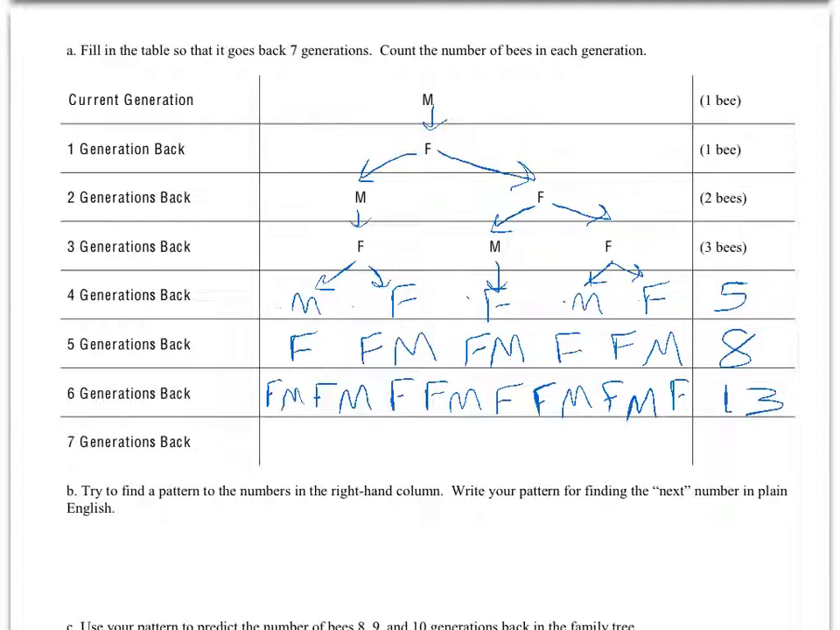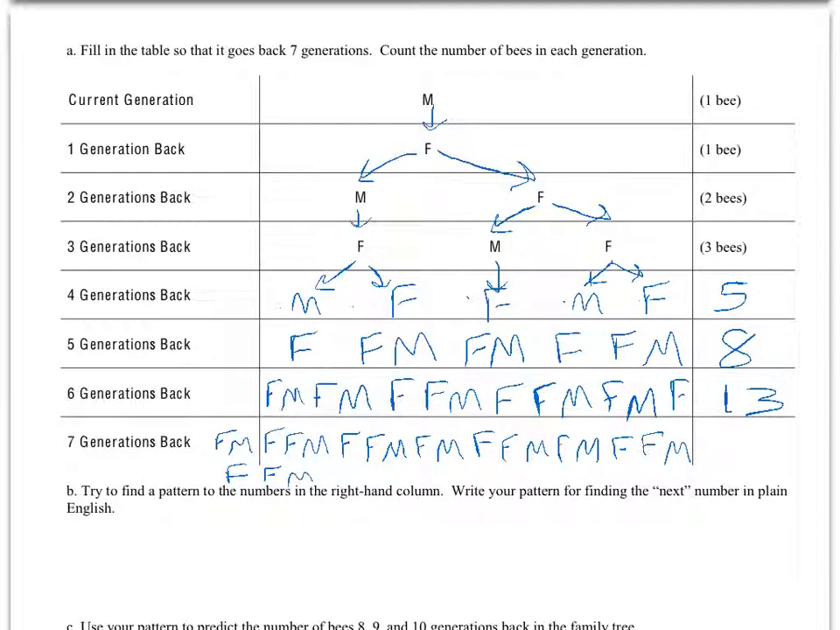So if we go back one more generation, I don't know if I can fit all of these in here, but I will try. So female has a female and a male. Male, just a female. Female, male, female. Now I have two female bees, so they have two parents each. This male has just a female parent. And then female, male for these two females. This male has just a female parent. Then we have a female, which has a female and a male. Then a male, which has just a female. And then the last female has a female and a male parent.